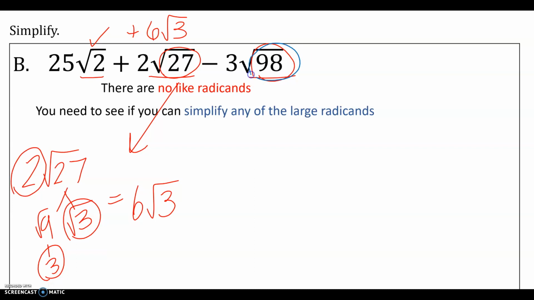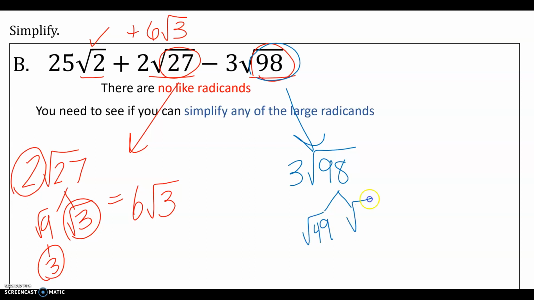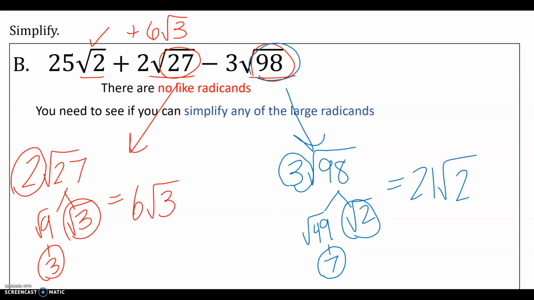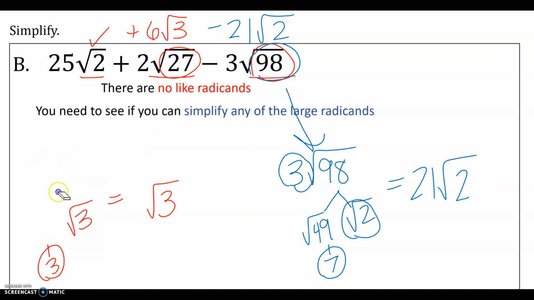And this one, 3 radical 98. This is the one rare problem I told you about where you're going to need to try 49. And I believe you get 7. Circle your 3. Circle radical 2. So you get 21 radical 2. Put that up here. That's a negative 21 radical 2. So erase all this.